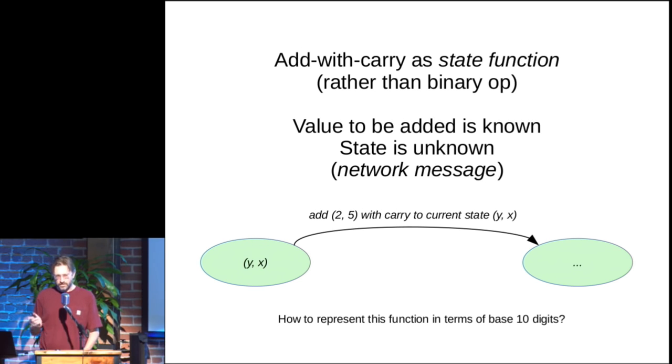So we're going to look more at this sequential idea. Let's take our add with carry example, and instead of looking at it as a binary operation where you take two vectors or two triples and combine them somehow, we are instead going to think of this as a function that acts on triples. And this is important because you might want to make a network message out of this that packages up one of the operands, but not the other one. So the x and y are unknown, but the 2 and the 5 are known in this example. So you send a message over the network saying, add this pair with carry to the current state, whatever it is. So we need a way of representing what that function is doing. How do we express that if we're not looking at a binary operation?